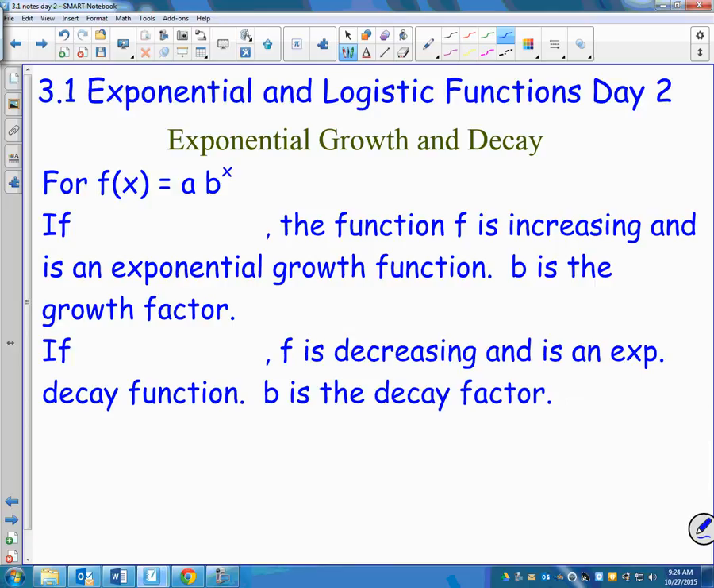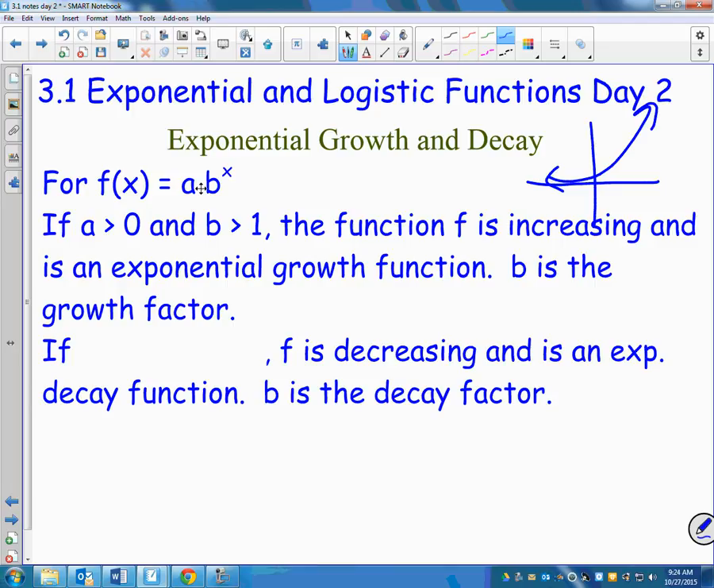And so it says if you have our function f of x equals a times b to the x, if a is greater than 0 and b is greater than 1, then we can say that that will be an exponential growth function, right? Just like we drew out yesterday, it will look something like that. And we can say that base is the growth factor.